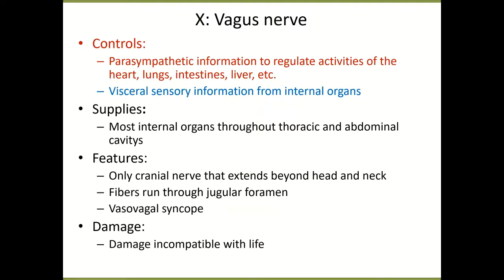Your vagus nerve will tell your heart rate to slow down. It'll tell your breathing rate to slow down. It'll tell you to digest things. It'll tell your liver to secrete things. And it also actually conveys some visceral sensory information from those organs too. So things like bloating or pain or pressure is conveyed through the vagus nerve.